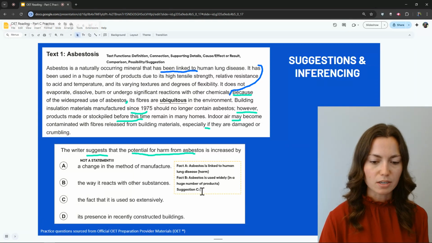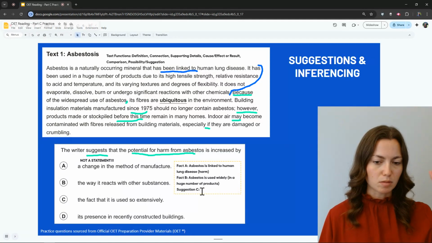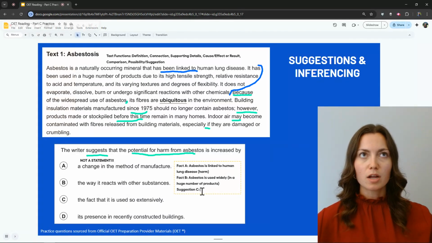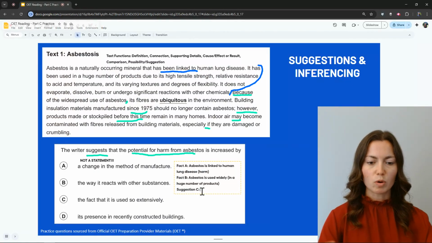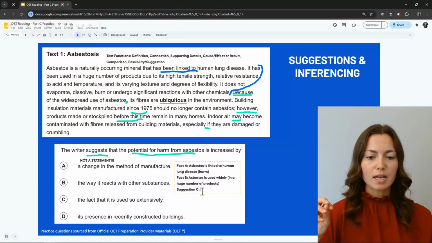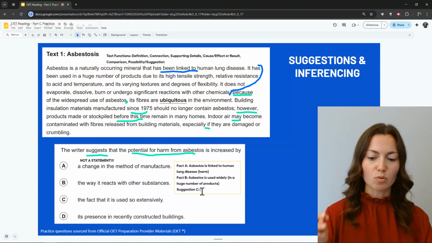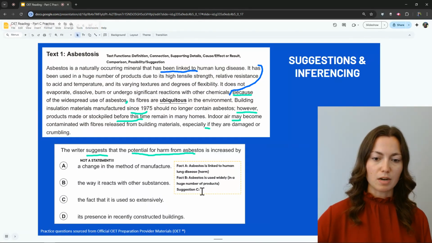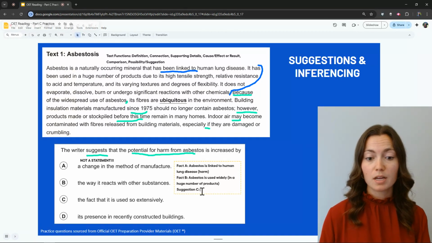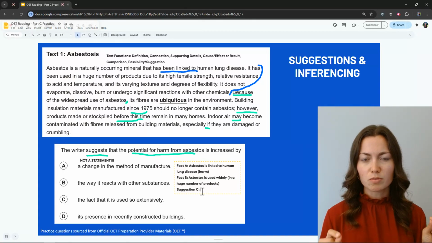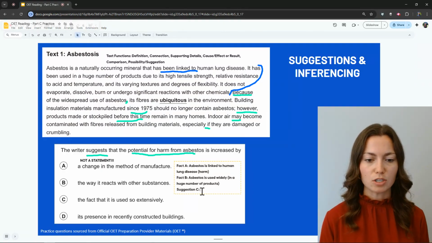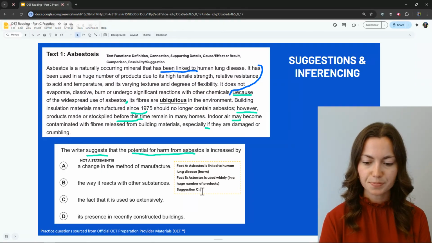Okay, so here's the tricky part. We have 2 facts: linked to human lung disease, used widely in a huge number of products. Now the suggestion part comes where we make a logical conclusion or an inference. So if it's used widely in products, therefore, it is increasing the potential for harm. So we're connecting those 2 factual statements to make that overarching connection there.